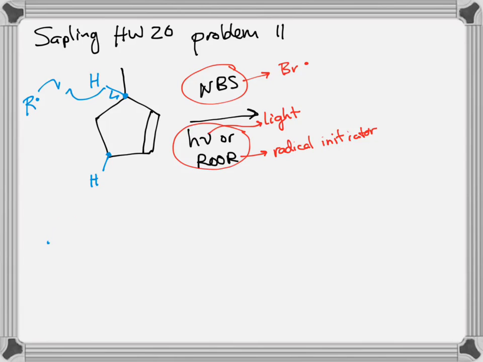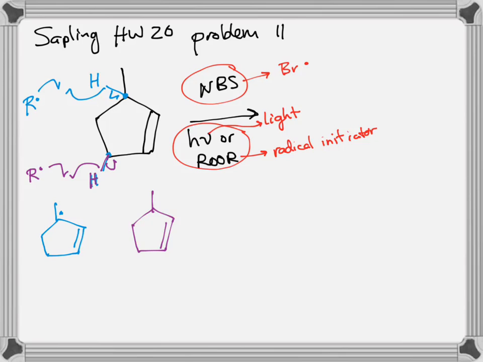Whoops, I should actually draw the structure appropriately. Looking at the cyclopentene ring, we would have a radical at that position. If we went through and looked at our other position, which I'll attempt to again color code, we could have our radical come in, take electrons from that hydrogen and put our radical there. So we end up with two possible intermediates.